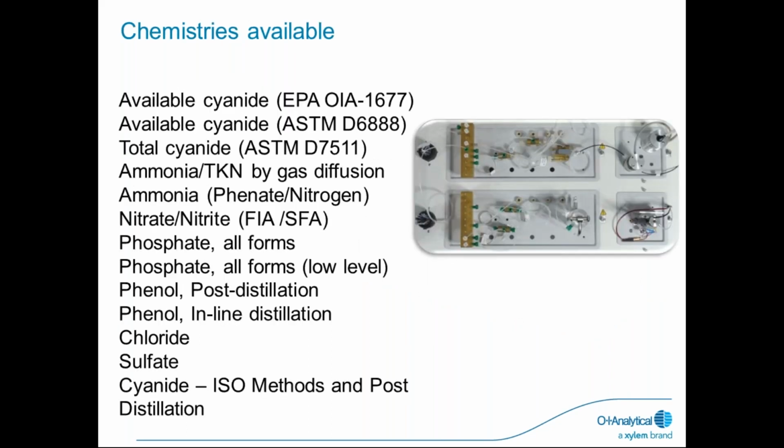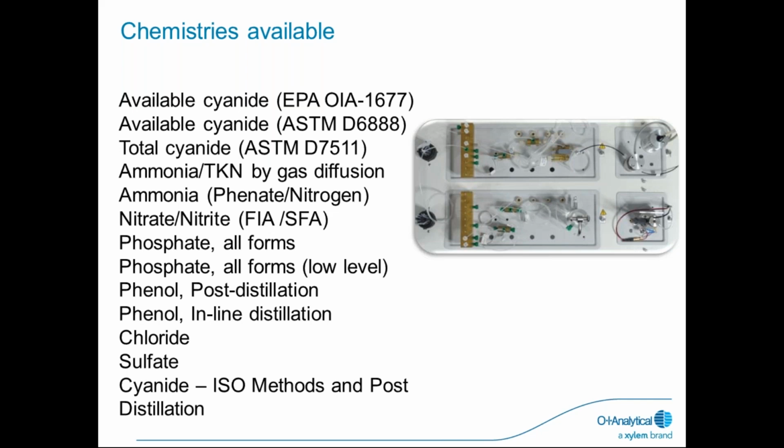Chemistries available, which we'll detail a little bit more in upcoming slides. We've got available cyanide by OIA 1677. We have available cyanide with ASTM D6888, that's the chemistry that can help with sulfide abatement. We've got total cyanide analysis with ASTM D7511.